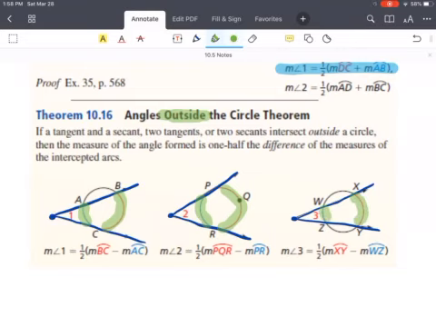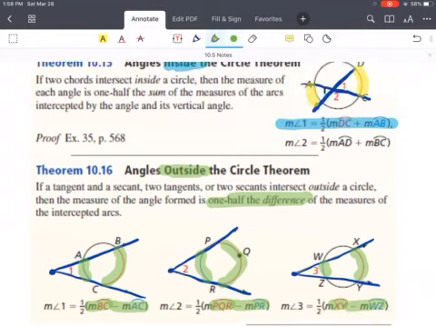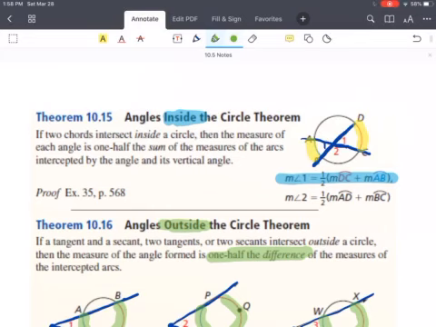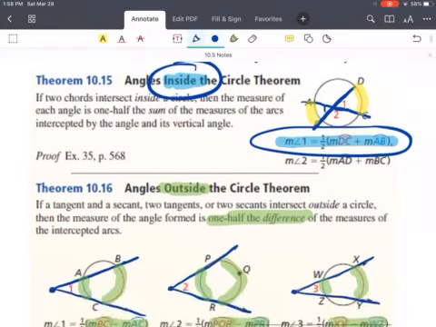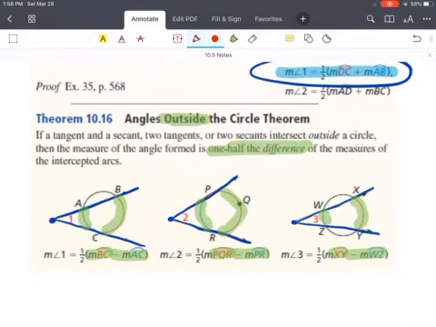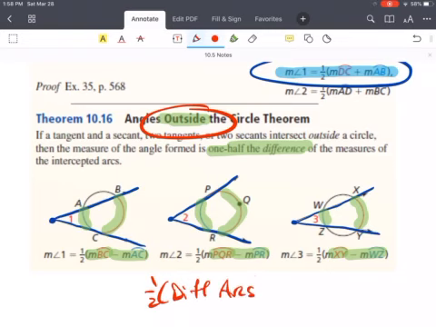And in order to do that, you are always going to take 1/2 of the difference of the arcs. So notice how in both cases it's big arc minus small arc, divide by 2. So when the vertex is inside, we take 1/2 of the sum of the arcs. And when the vertex is outside, we're going to take 1/2 of the difference of the arcs.